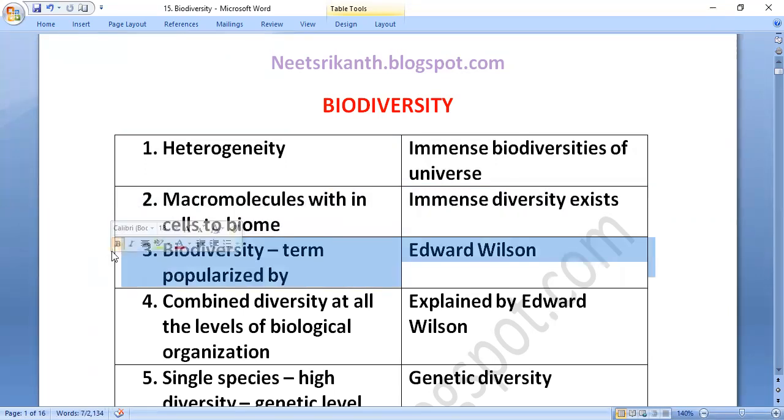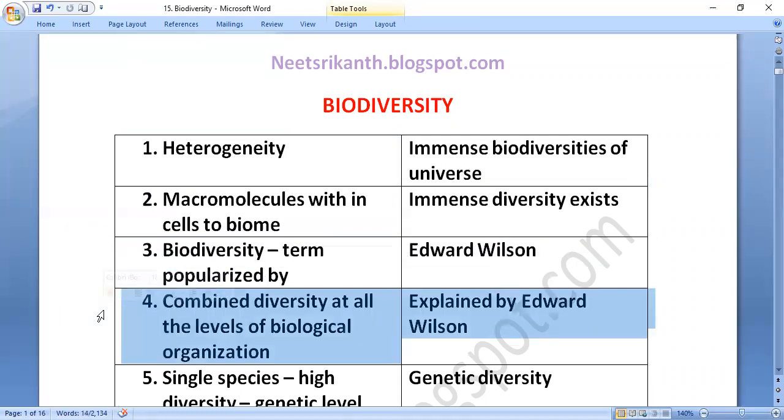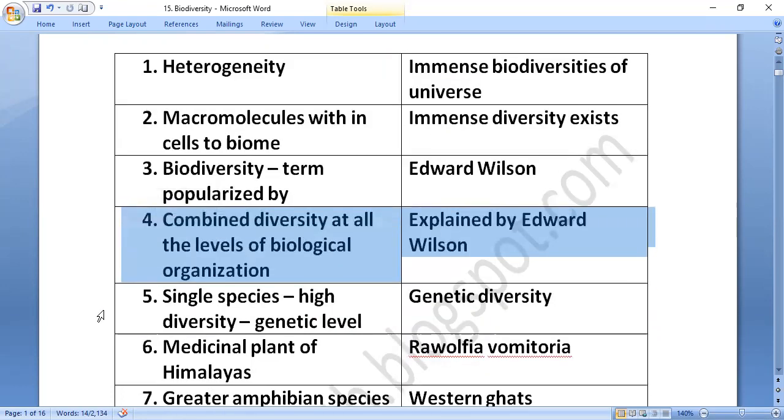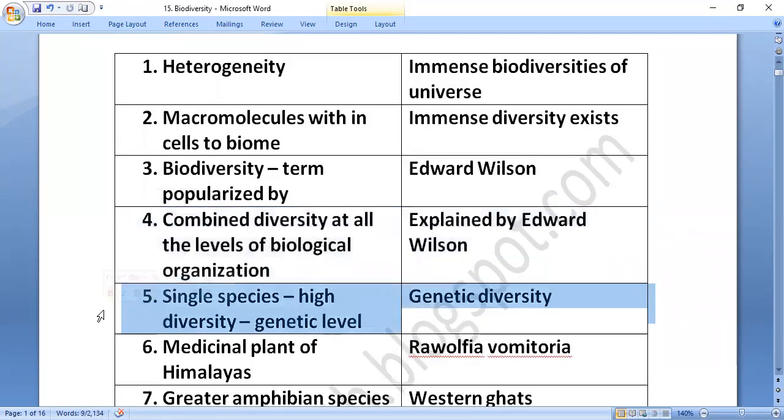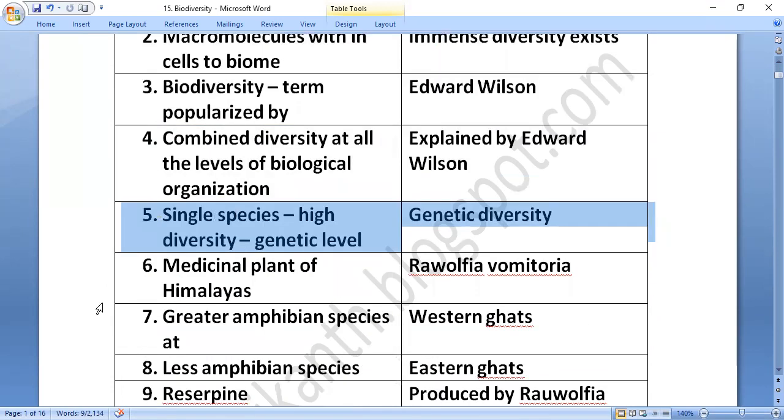The term biodiversity was popularized by Edward Wilson. It is the combined diversity at all the levels of biological organization. A single species showing high diversity at the genetic level is genetic diversity.